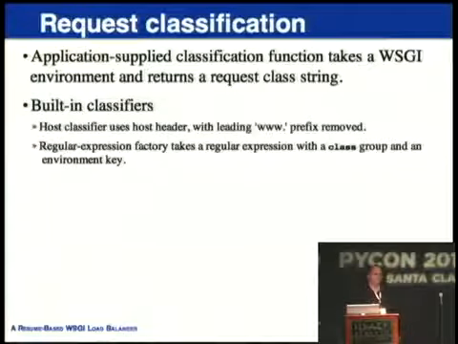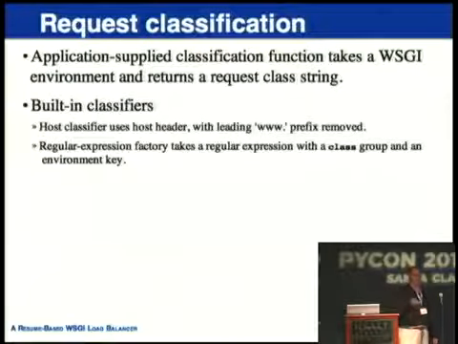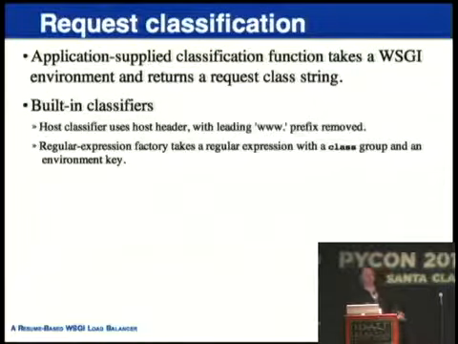There are some idiosyncrasies in our stack of caches and things where the host header actually gets lost, so we end up doing something slightly different. And then there's another classifier factory that takes a regular expression and the name of a key from the WSGI environment, and it simply applies that regular expression to the key. The regular expression has a named group, and if the regular expression matches, then that group is extracted, and that's the request class. But you can supply whatever sort of function you might need.